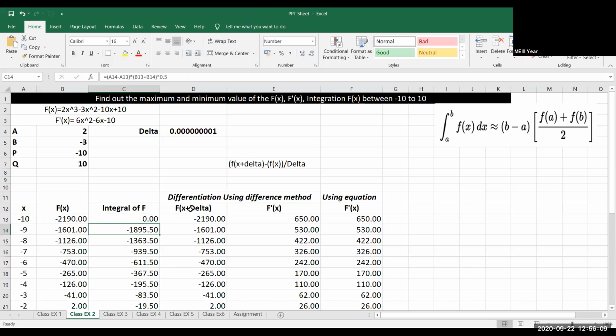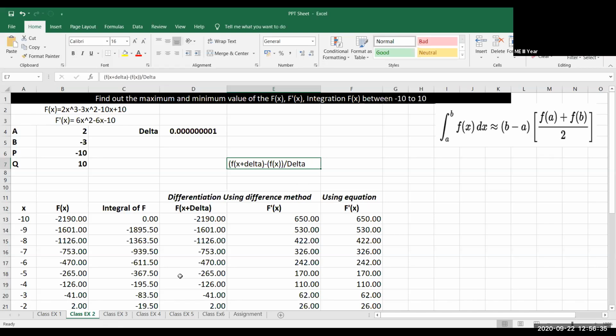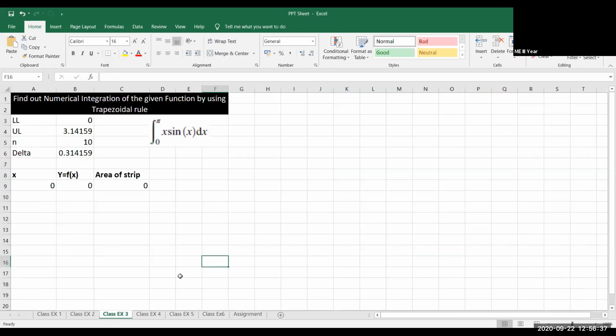After that, you have to find out the f(x plus delta). Then you have found out the differentiation of any function using the difference method. So the difference method, I have written the formula. Using that formula, we have found it out. After that, we have found the differentiation using the equation. Yes, so this is all about that one. After that, we have to find out the integration using the given function.